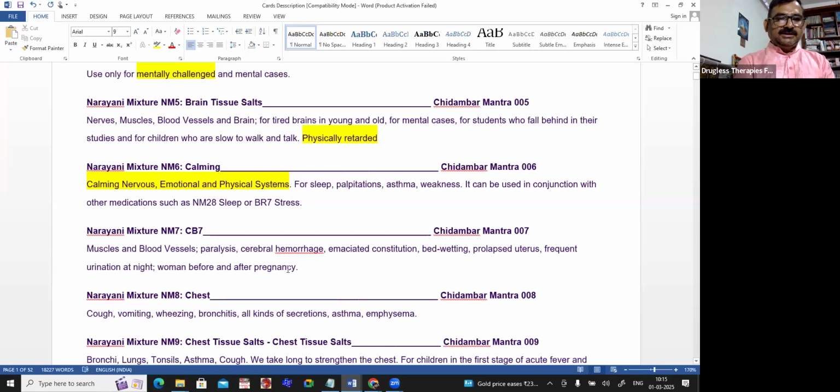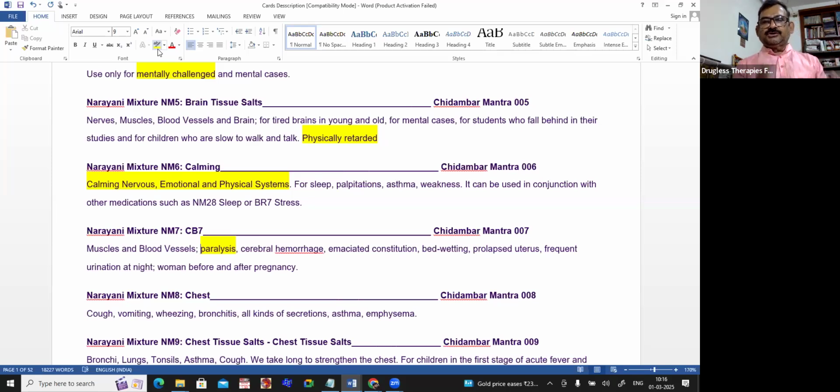Okay, now CB7 is for what? This is the main one, because there is causticum and paralysis. Paralysis should not be taken on a literal basis. If your hand is not able to perform the required job, or you don't have strength, at that time also you can think about CB7 for paralysis. Okay, I will highlight those things.